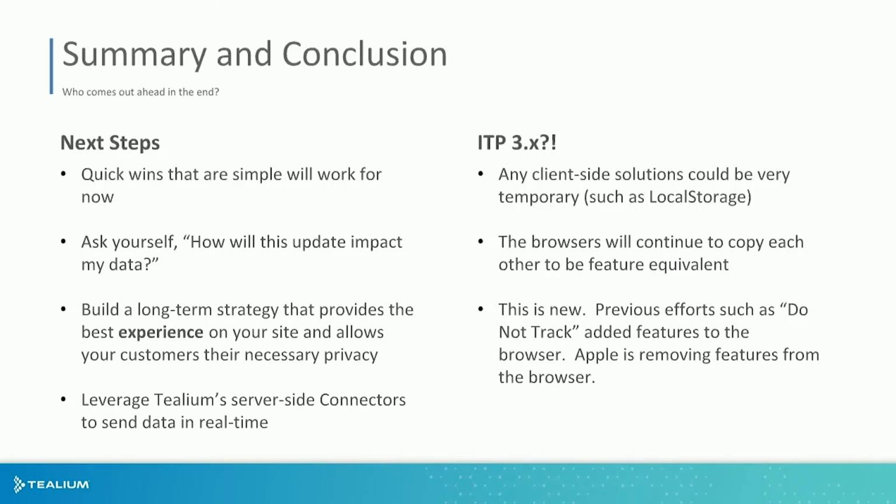So my actual conclusion here: focus on the quick wins. What's simple and what works right now. Since things are constantly changing, you don't know what won't work or will work in the next 30 days. And that's what Apple wants. They don't want you to know what's going to work or not. But there are some things that work right now. Local storage is one. It's a quick and easy thing to do in JavaScript.